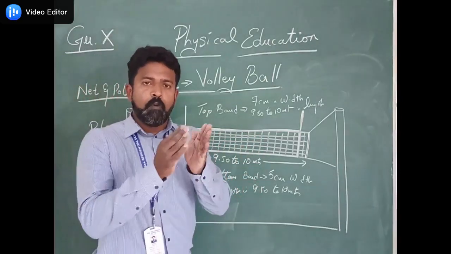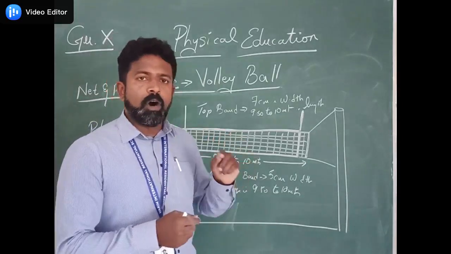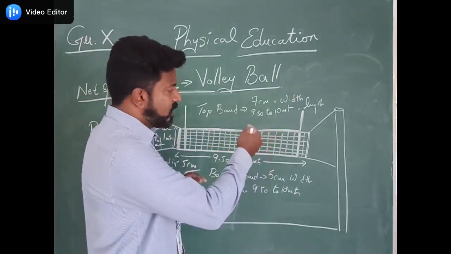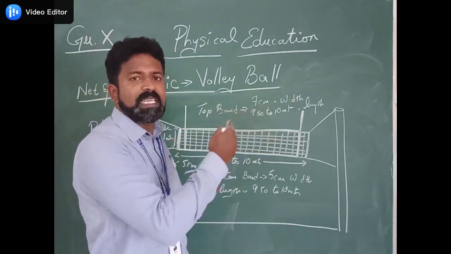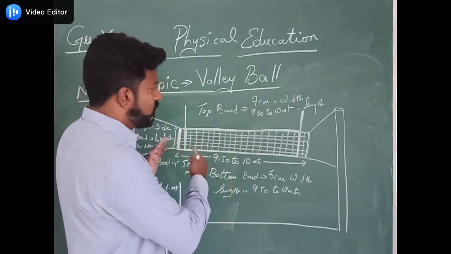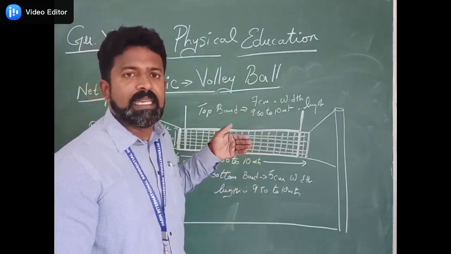This is a canvas which is going to protect the outer layer of the net, and it is folded and stitched so that a cable or a thread can be fastened inside it and tied to both sides of the pole. So once it is tied, you can have the tension in the net.